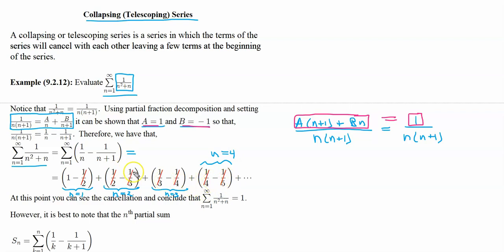Now you can see how the cancellation works and why we call it a collapsing series. We have this -1/2 cancels with the +1/2 here, so that's why they're crossed out. -1/3 here cancels with this 1/3. -1/4 cancels with this 1/4, and so on. So everything collapses in on itself and cancels. The only thing that we're left with is 1 at the front. And so we see that this summation is actually equal to 1. That's how a collapsing series works.